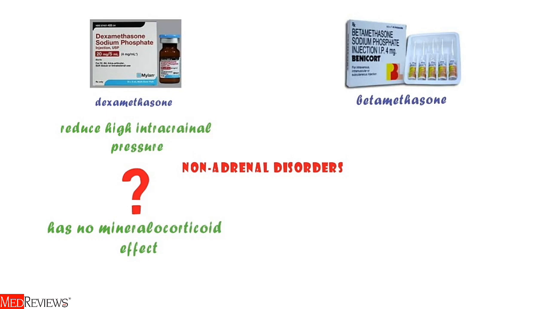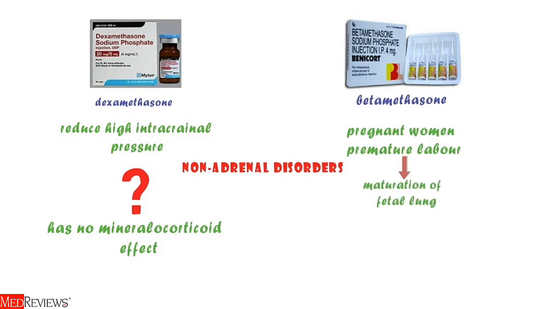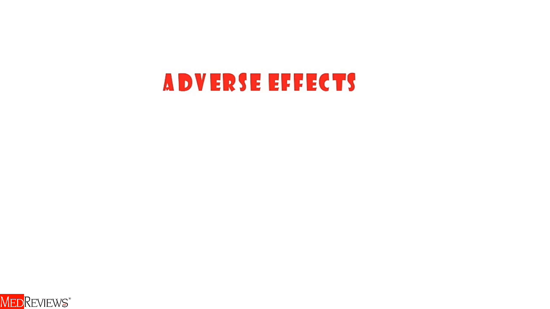Betamethasone is given to pregnant women in premature labor to achieve maturation of fetal lung. Betamethasone is chosen because it highly crosses the placenta. Adverse effects of glucocorticoids are common to all members of the group. Effect on metabolism: chronic administration causes iatrogenic Cushing syndrome characterized by moon-shaped face and buffalo hump, and causes hyperglycemia.